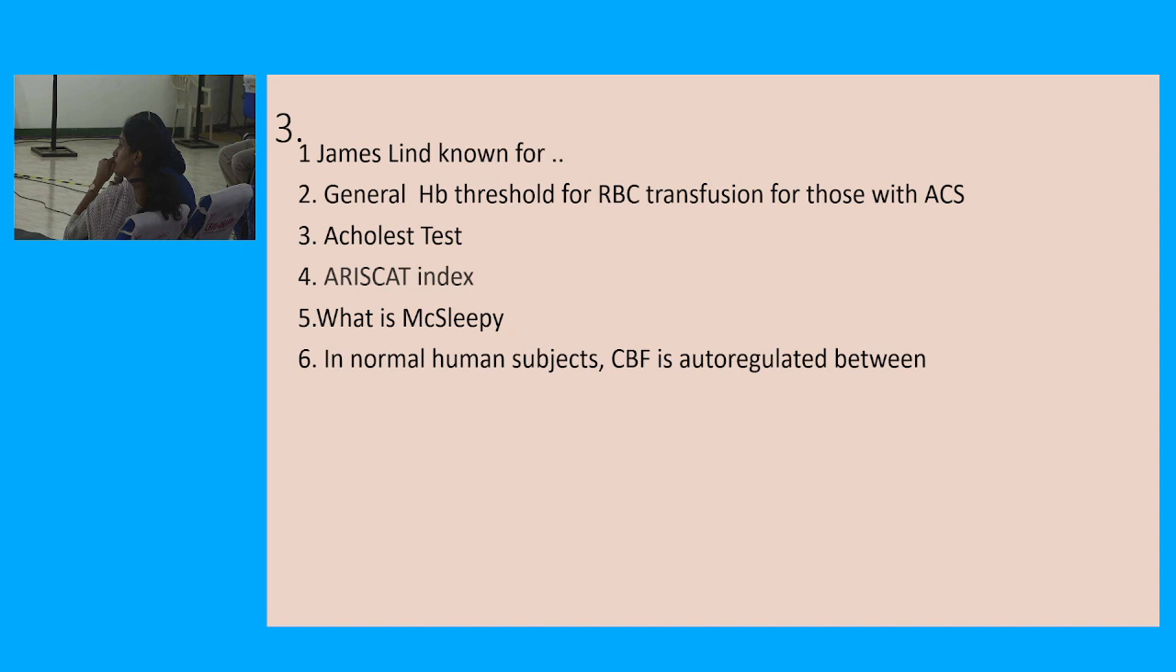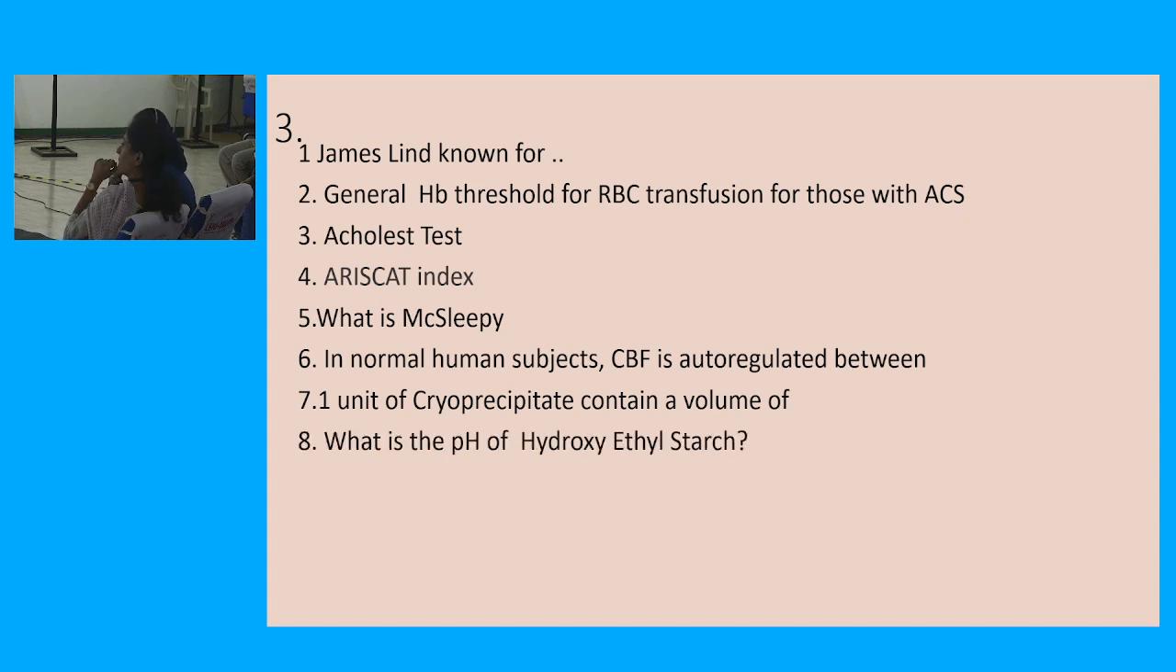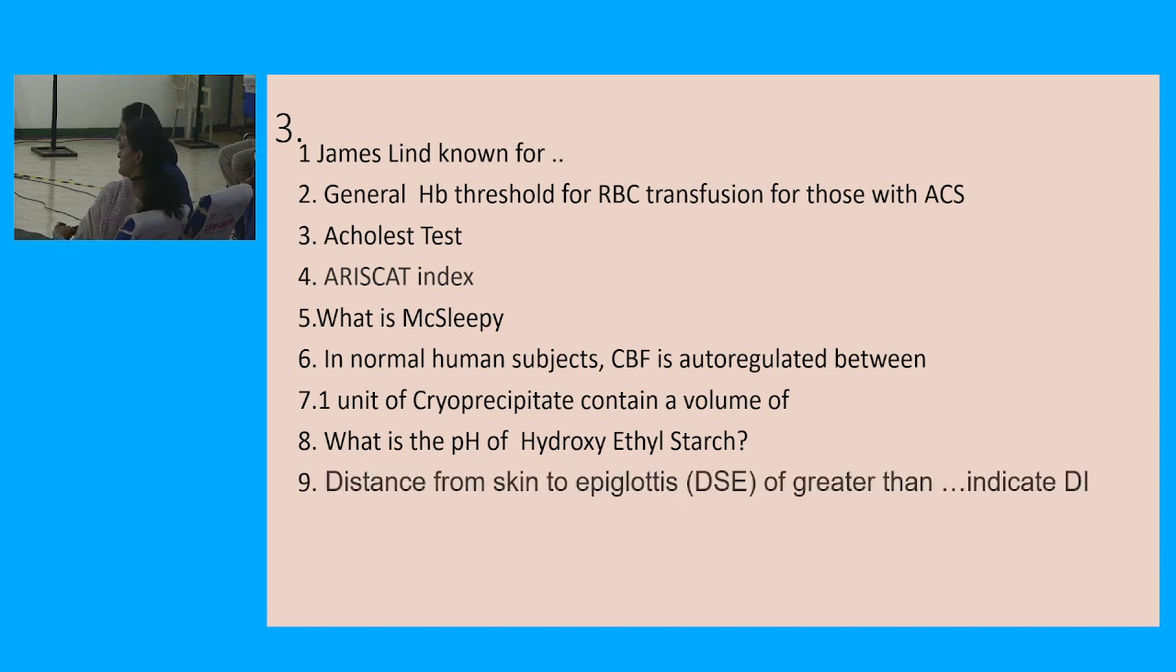In normal human subjects, cerebral blood flow is autoregulated between? 50 to 150. Okay, 70 to 150. 50 is okay. 2 marks. A unit of cryoprecipitate contains a volume of? 15 ml. 10 to 15 ml. That's right. pH of hydroxyethyl starch? Time up. 5. That's the right answer. 4 to 5.5 is the right answer.